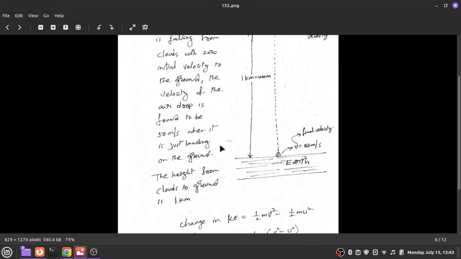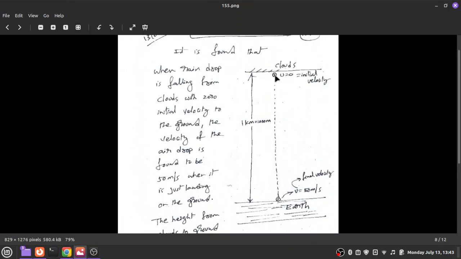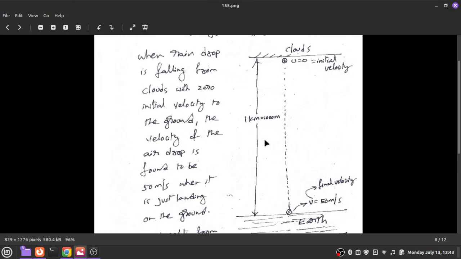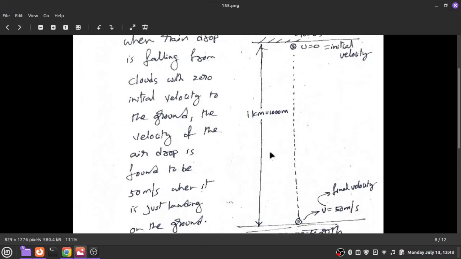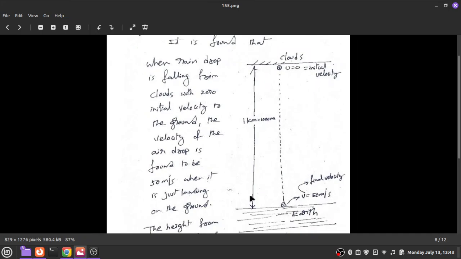Now let us come to this one. Here a raindrop is falling from clouds to the ground. From the clouds it starts with an initial velocity, and just before touching the ground, the velocity of the raindrop is 50 meters per second. The distance from the clouds to the earth is about 1000 meters, or 1 kilometer. This is the problem. Here you want to find the air resistance force. That is the situation.